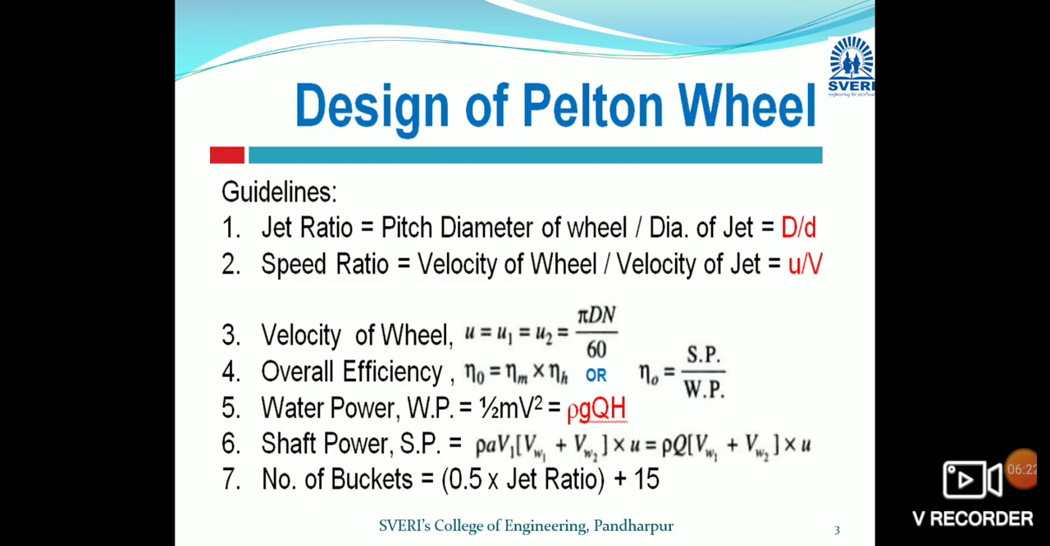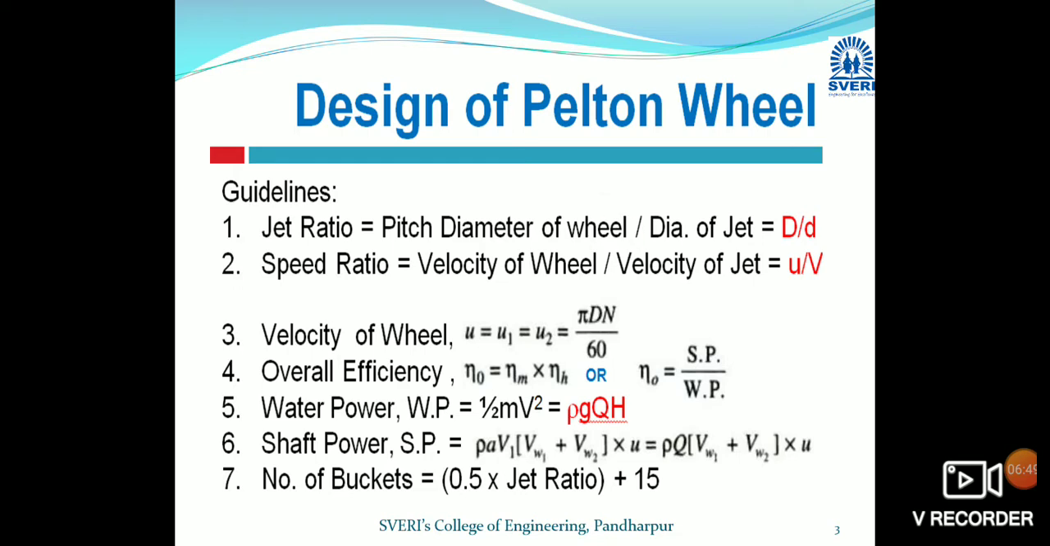The speed ratio is the velocity of the wheel to the velocity of the jet. The velocity of the wheel is the tangential velocity U, upon the velocity of the jet V, and V is equal to the inlet velocity, that is V1. This V1 is equal to square root of 2gH. Then for the velocity of the wheel, I told you that the blade wheel is rotating at the same speed at inlet and outlet, so it is a common speed. Therefore, we can say U is equal to U1 is equal to pi DN divided by 60.